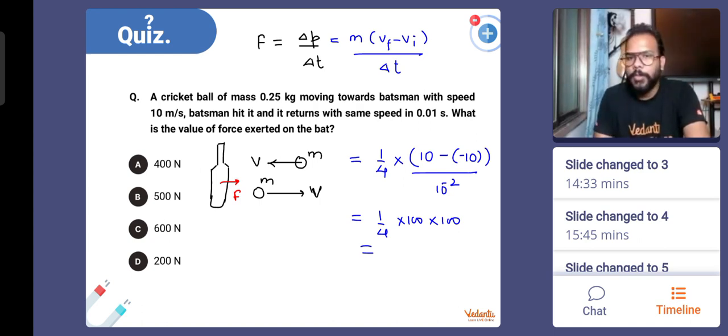What just happened? This is not 100. My bad. 10 minus (minus 10) is 20. Okay, so 500 Newton is the answer. That's your force. Okay, guys.